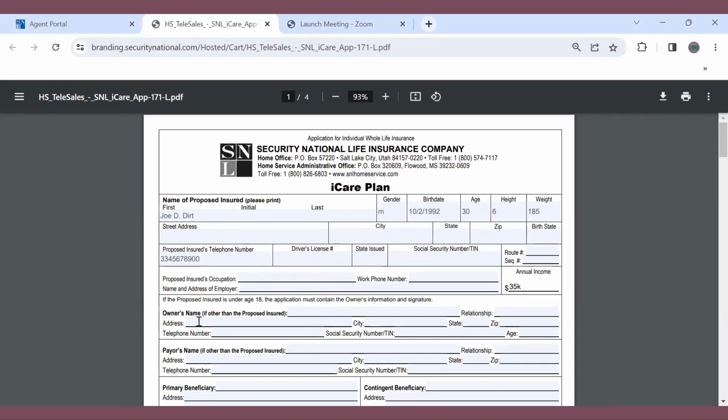Next, we go into our owner's information. If other than Joe, there's someone else going to be the owner and or payor, then we would key their information, or if we're doing a paper application, we fill that out here.